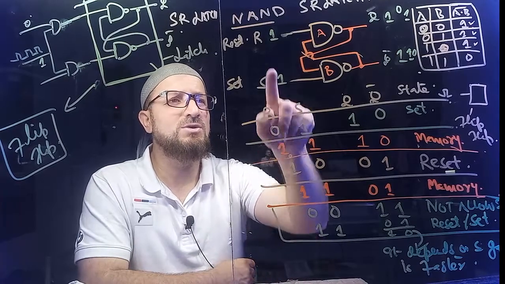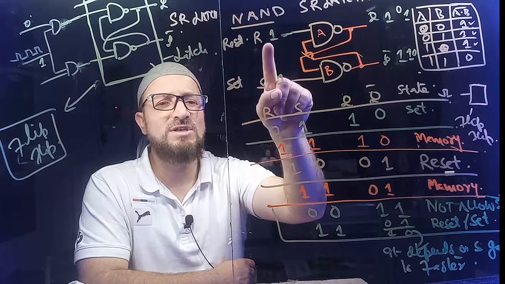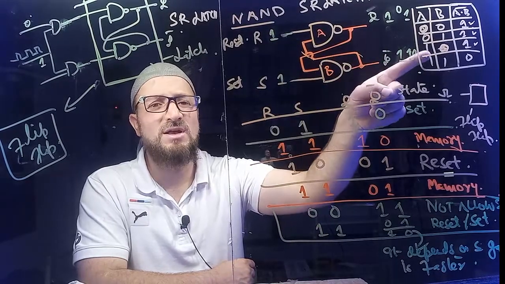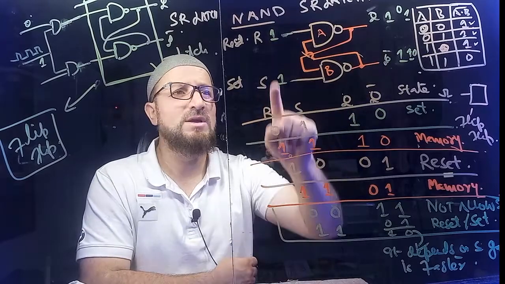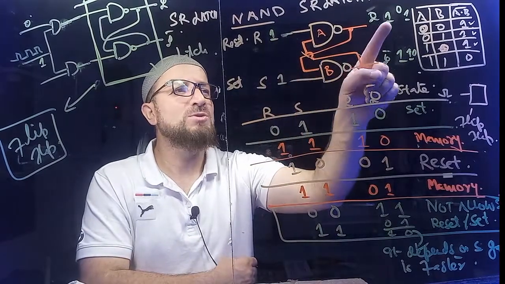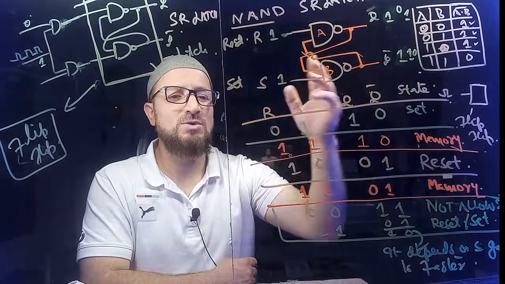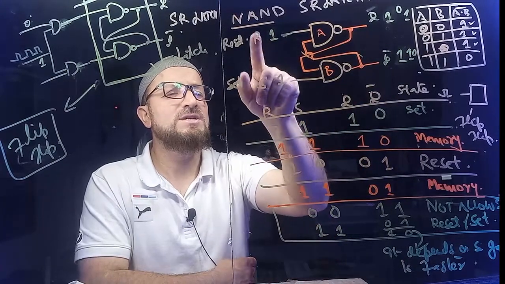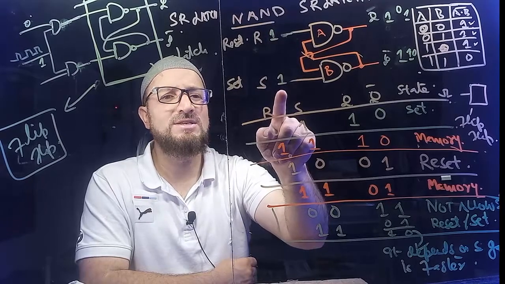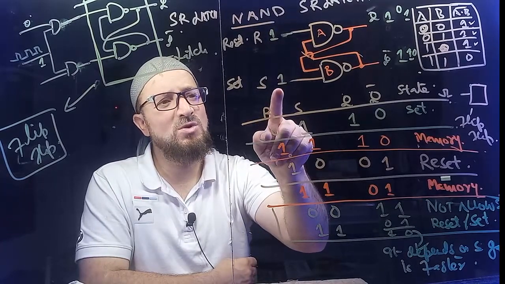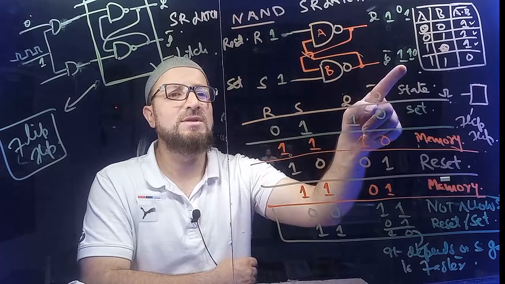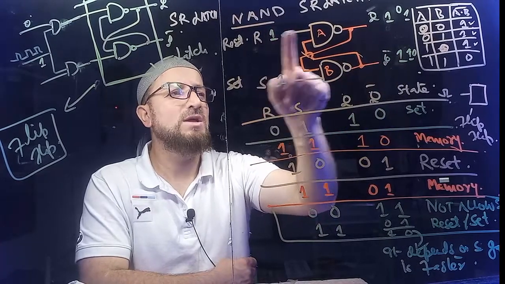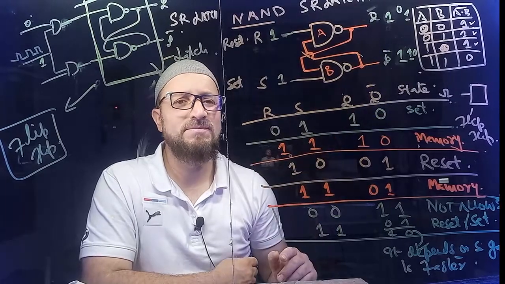Because if R is 0, S is 1, I start with the 0 because I'm looking at the zeros here. Because one of the inputs is 0, output is going to be 1. So 0, output is going to be 1, 1, 1, 0. So it's going to be the set state. Now if this is 1 and this is 0, S is 0. So if one of the inputs is 0, output is going to be 1. And 1, 1 is 0. So it will reset.